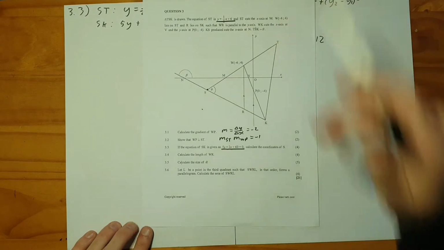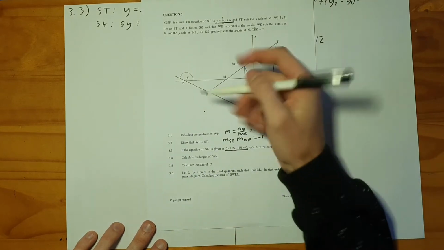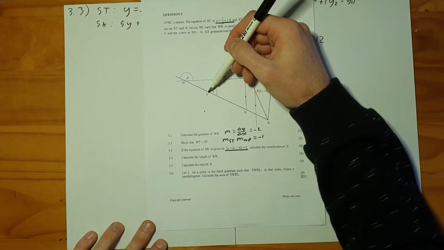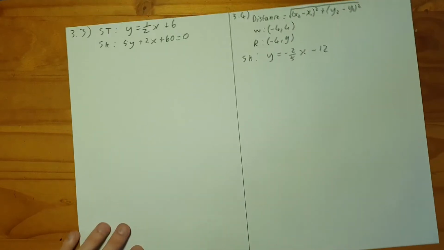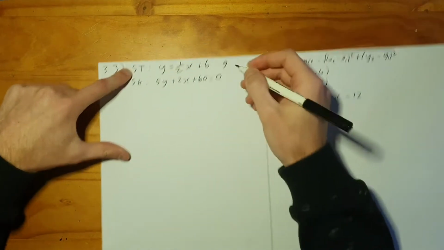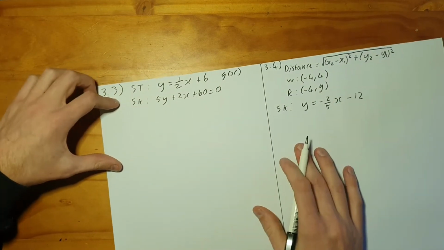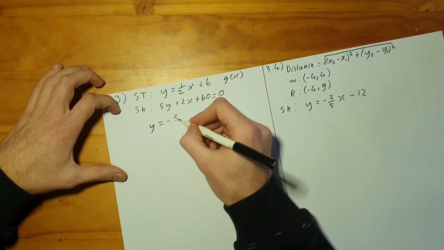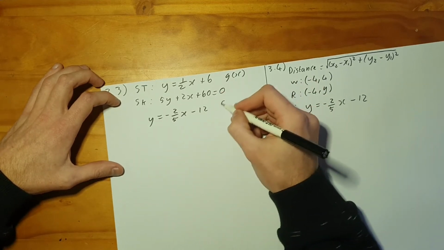So 3.3 asks us, with the given equation over here, calculate the coordinate of S. So we've got to find where ST intercepts SK. So I'm going to do it over here. We've been given ST, that's our first function, g of x. Now we're just going to write SK in terms of y. So y equals -2 over 5x minus 12. So that's going to be f of x.